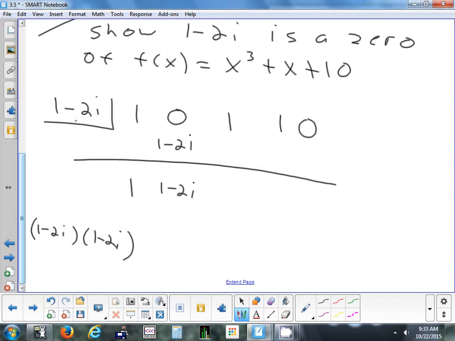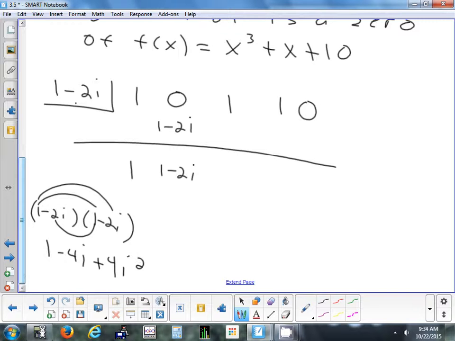Multiplying this times that. All right, so I get 1 times 1. I get negative 2i, and then another negative 2i. What is that? Negative 4i. Negative 2i times negative 2i. Negative 2 times negative 2 is positive 4. Negative times negative is positive. I times I is i squared. Okay. What's 4i squared? Negative 4.